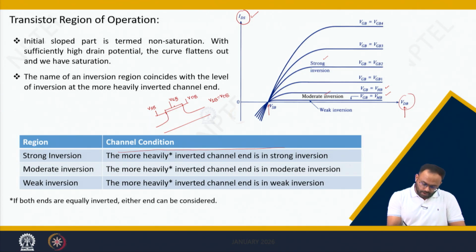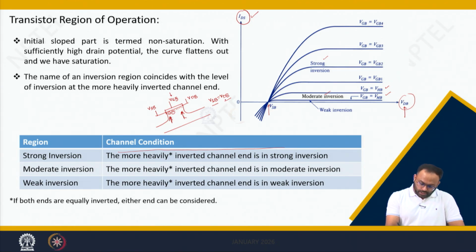In that scenario, when you apply a small VGB, there will be depletion. After depletion, a few more carriers come into the picture, which is weak inversion. So this end of the channel is in weak inversion, and this end of the channel is also in weak inversion. So we say this is the weak inversion region of operation. Now what will happen if you increase VGB? This end goes into strong inversion, and this end also goes into strong inversion, because you kept VSB and VDB equal. So we say we are in strong inversion.